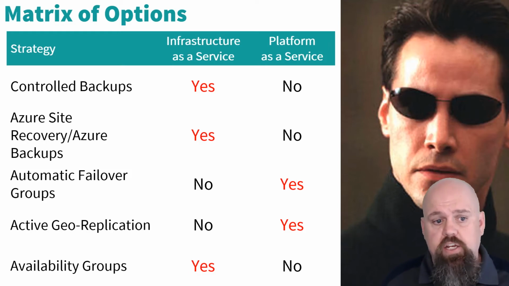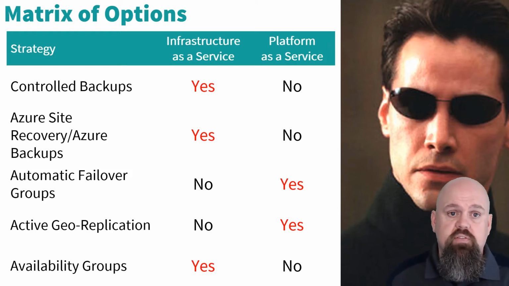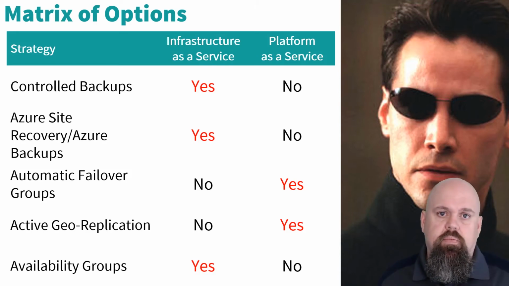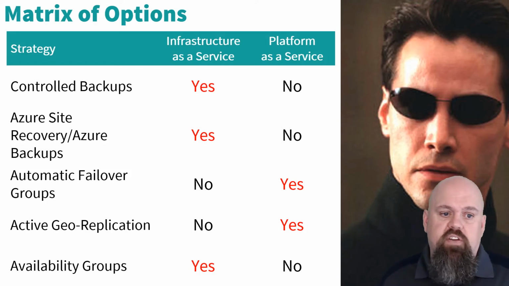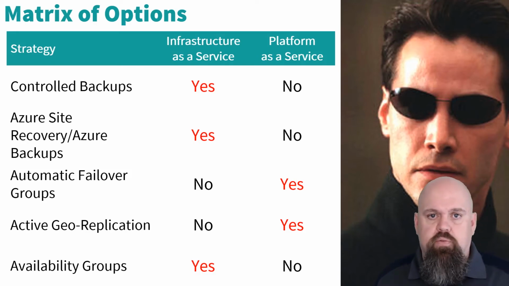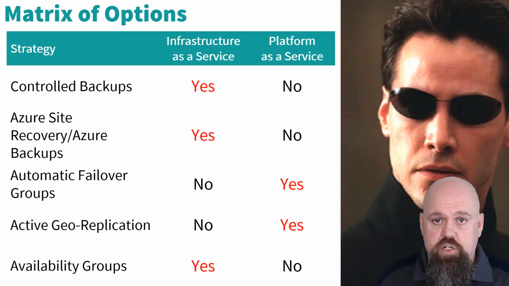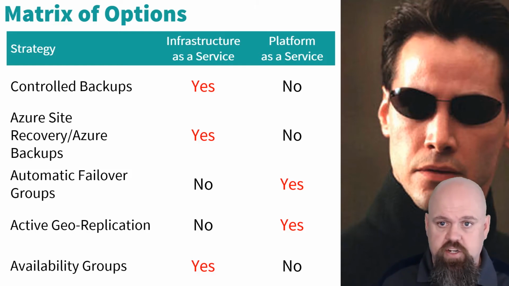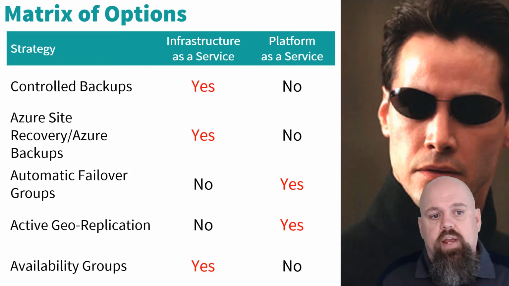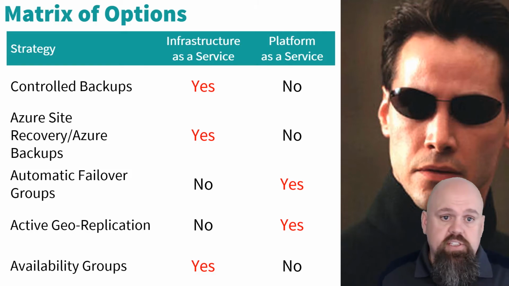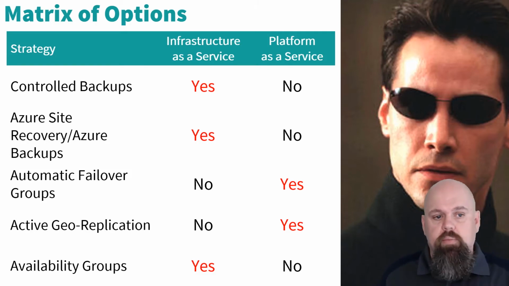As I mentioned earlier, I can use availability groups with infrastructure as a service, but I don't have access to the underlying infrastructure with platform as a service. So availability groups only allows me to replicate data with SQL Server on an Azure virtual machine. I can't use it with SQL Database or SQL Managed Instance. So those are some options that you have available to you, and we'll talk about each of them here in a minute.